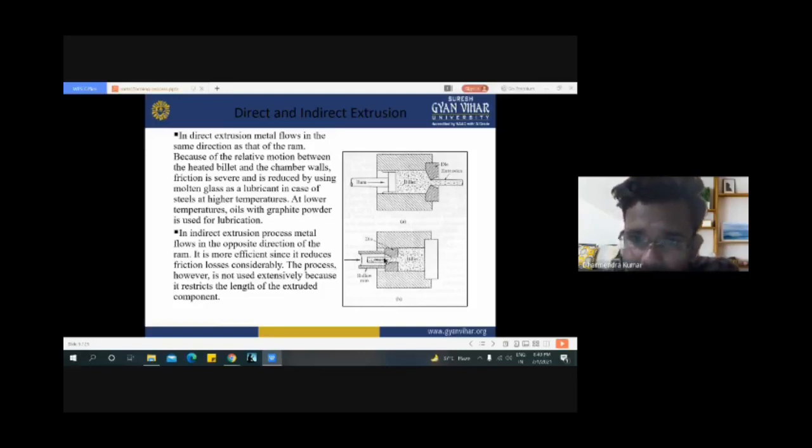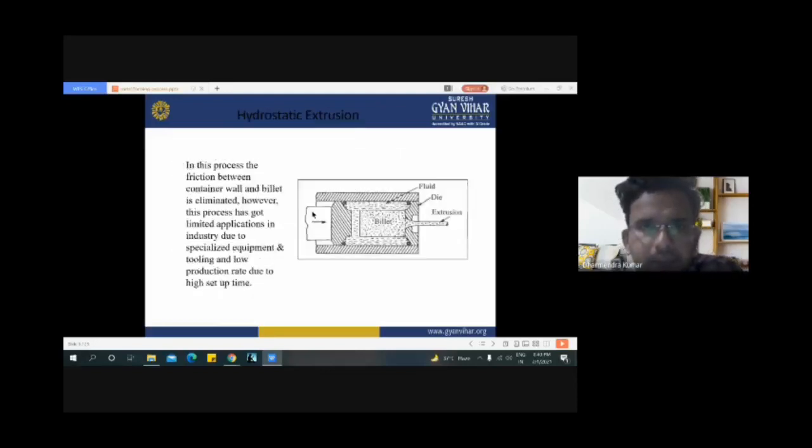because the die and the ram are associated with only one side in indirect extrusion, and the other side is totally packed. This is the difference between direct extrusion and indirect extrusion.